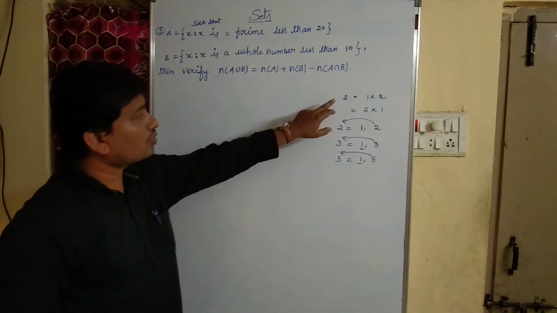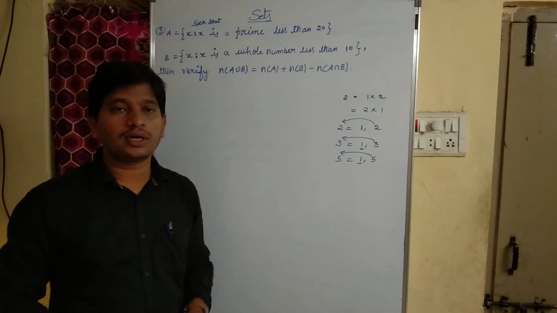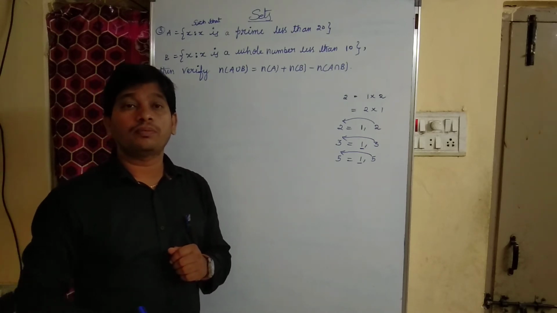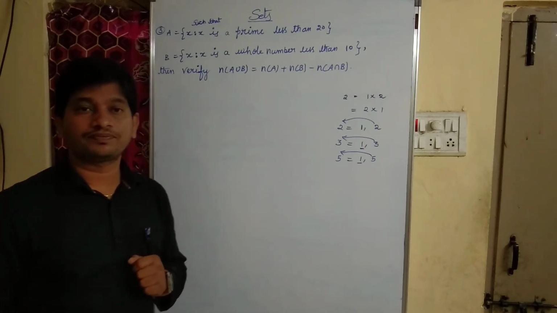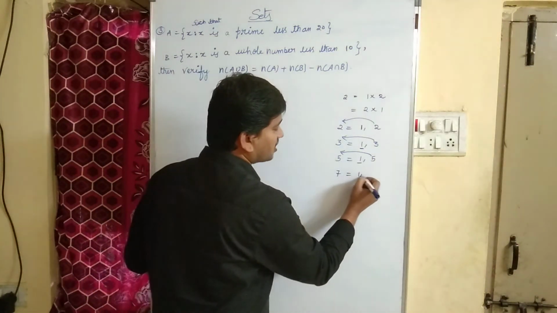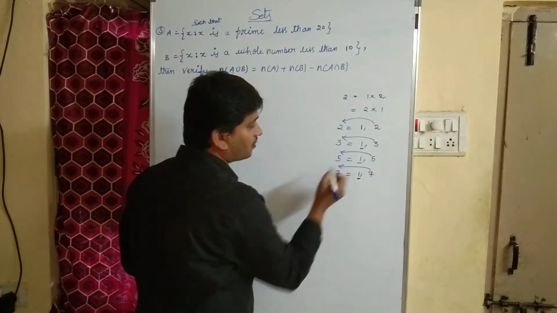Okay? Only 2 is the even prime number. Rest all primes are odd numbers only. But all odd numbers are not prime numbers. Coming to 7. The factors of 7 are 1 and 7. That is 1 and itself.